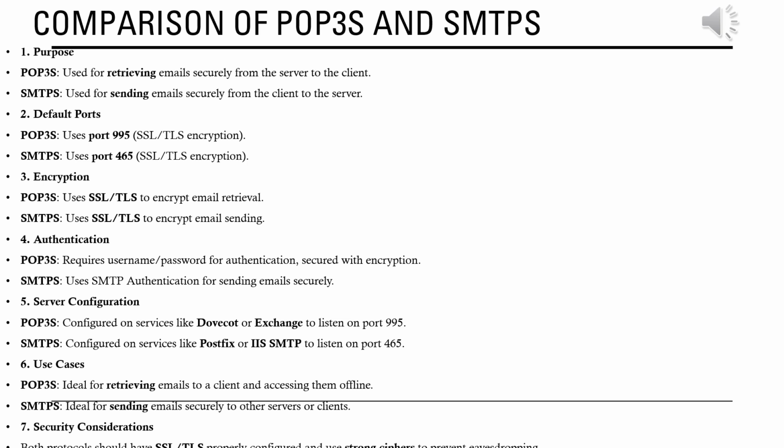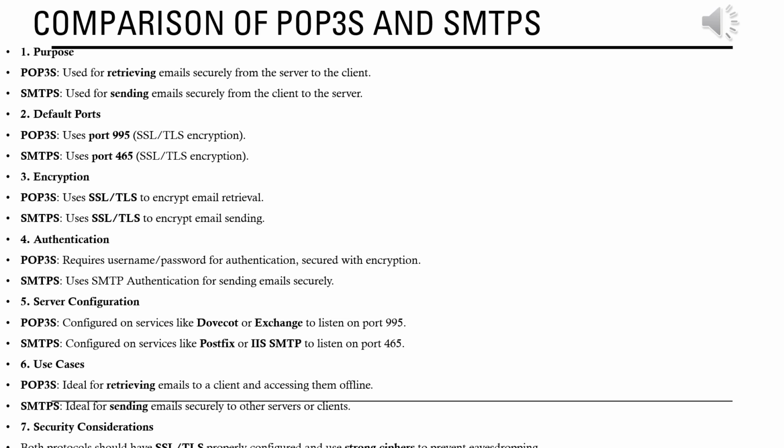POP3S uses SSL and TLS to retrieve emails through encryption, while SMTPS sends emails through encryption. Number four will be authentication. POP3S requires username and password for authentication secured with encryption, while SMTPS uses authentication for sending emails securely.